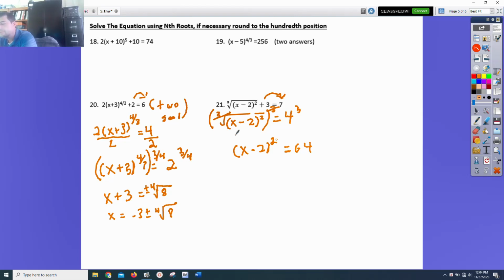Now I have a square to fix. The opposite of squaring is square rooting. And here's where you have to start introducing your plus or minus symbol. Because you're solving for x here, because the power is actually a 2 that you're trying to figure out, you have to include plus or minus. And the square root of 64 is either plus or minus 8.